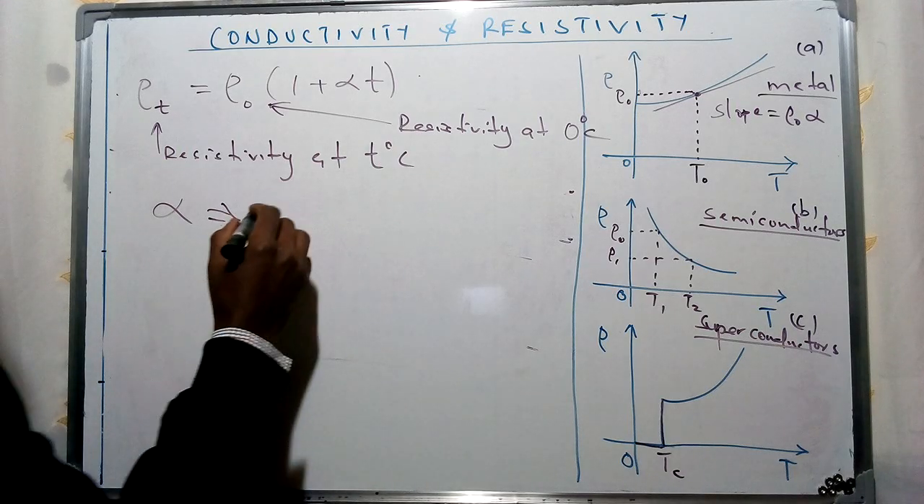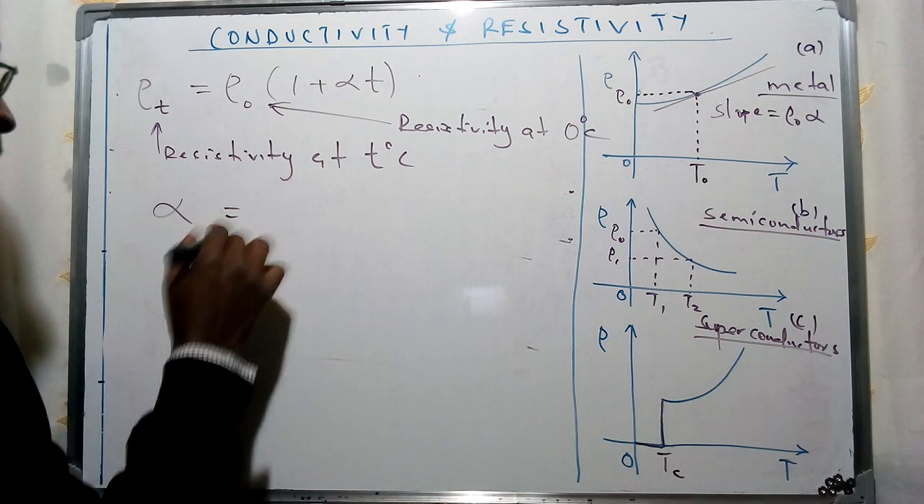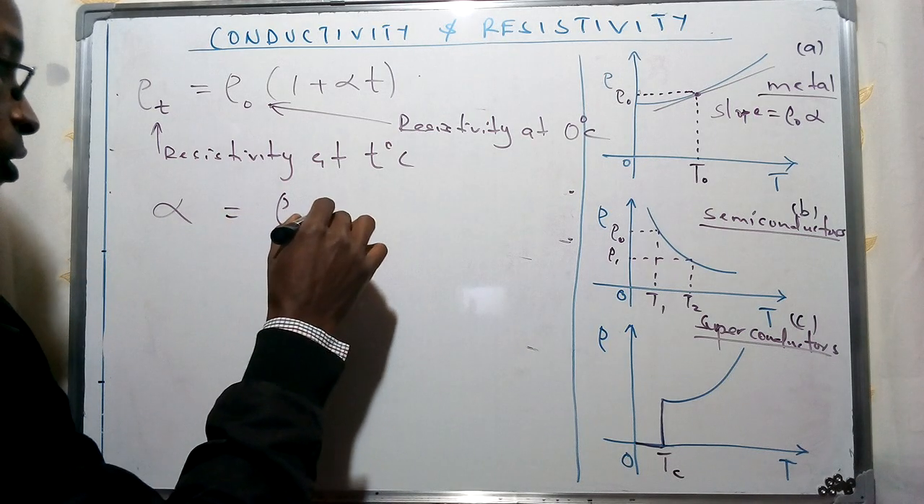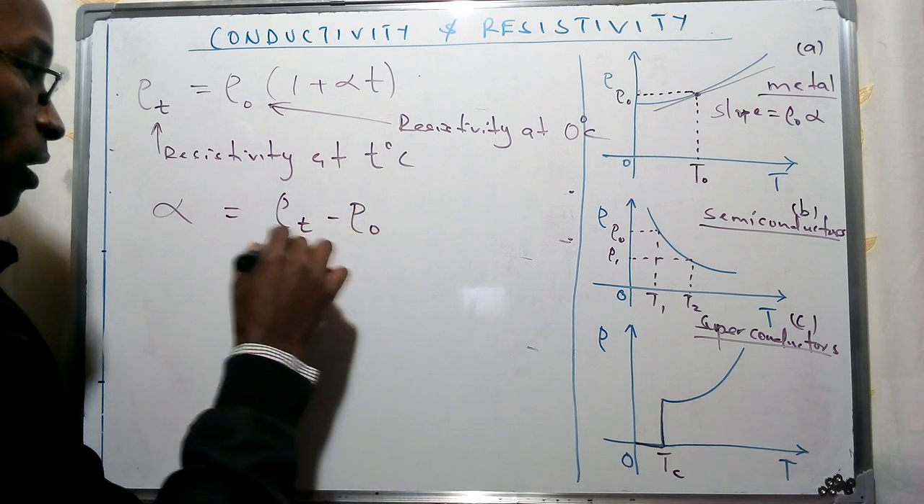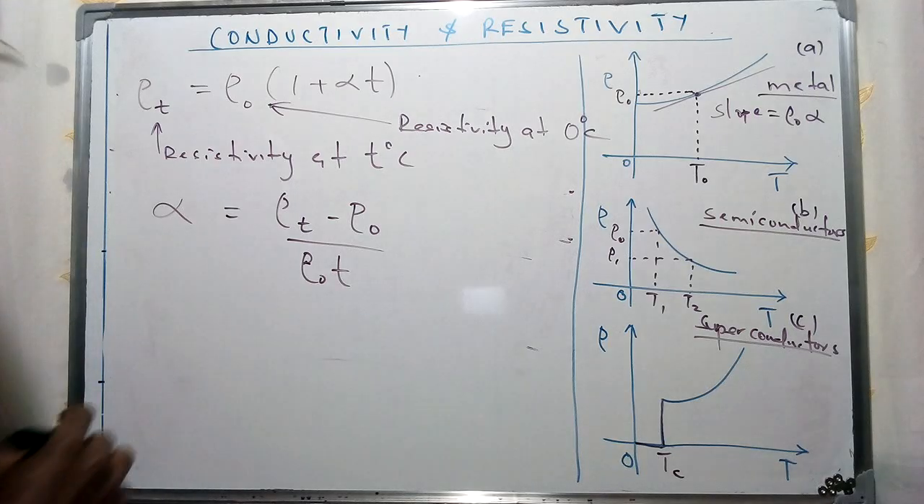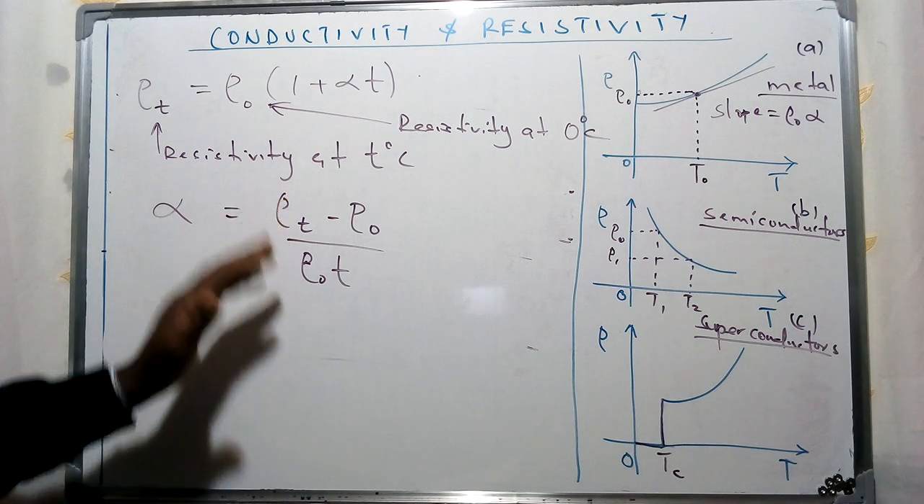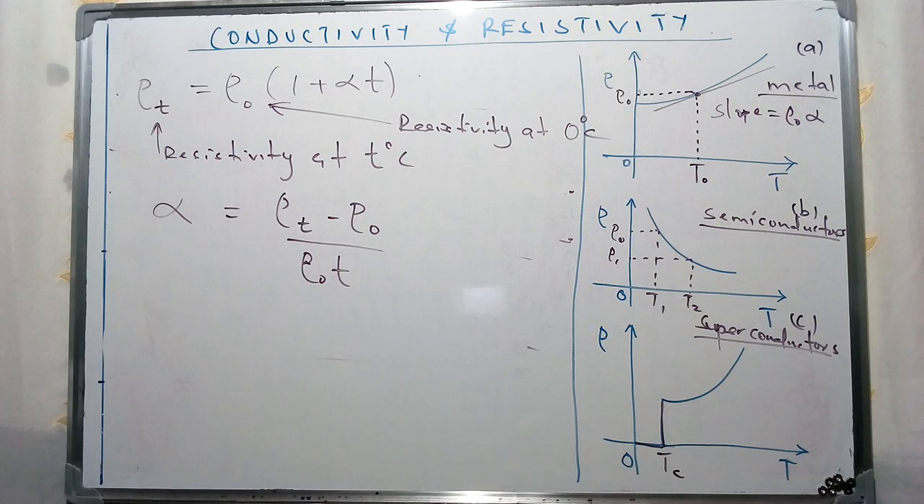Now, this linear coefficient of resistivity can be given in terms of a ratio, whereby we're going to have this one given as rho t minus rho naught divided by rho naught times T. So this T is going to represent our temperature, and therefore this is going to be the ratio between the difference and the product of the two, and therefore it's going to represent the linear coefficient of resistivity.